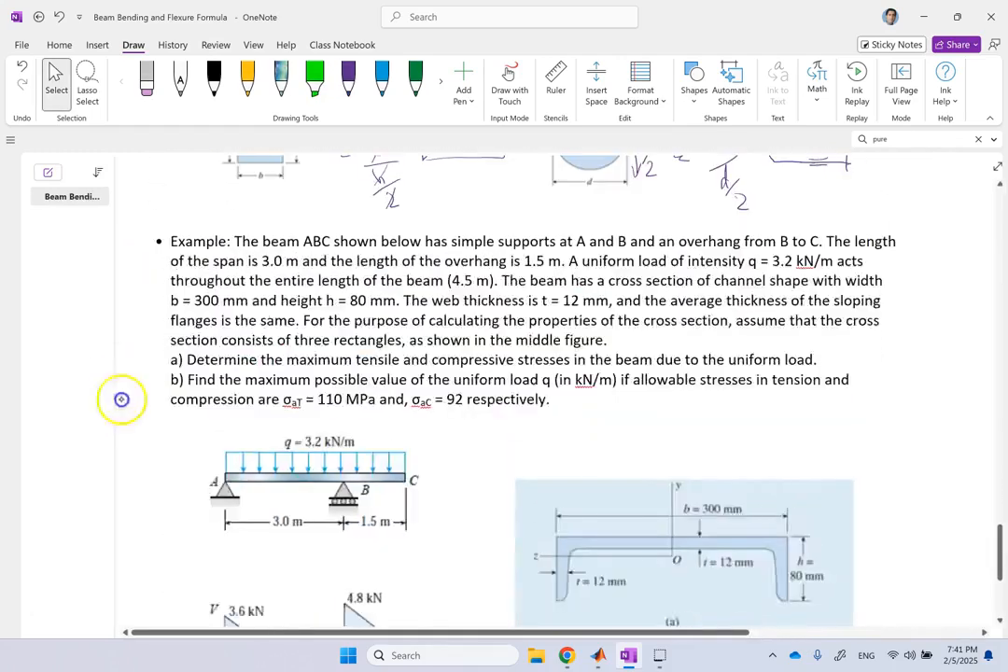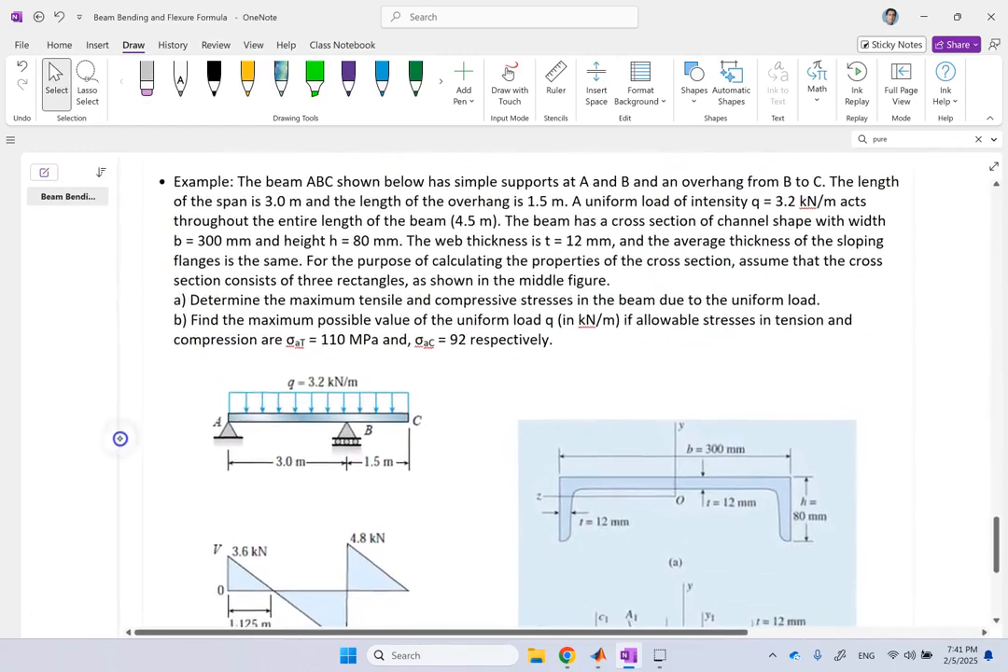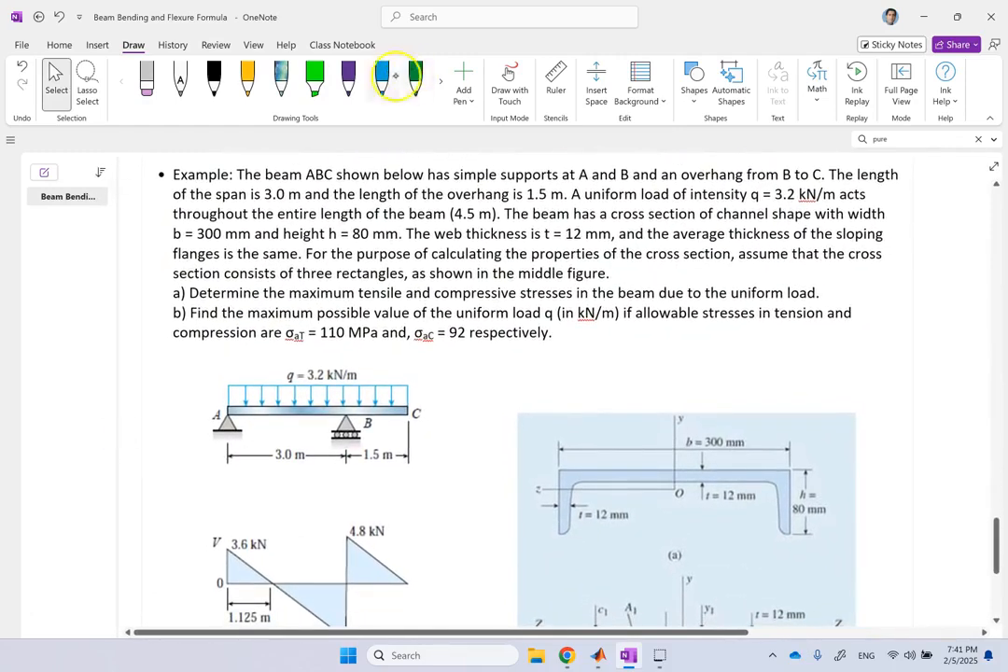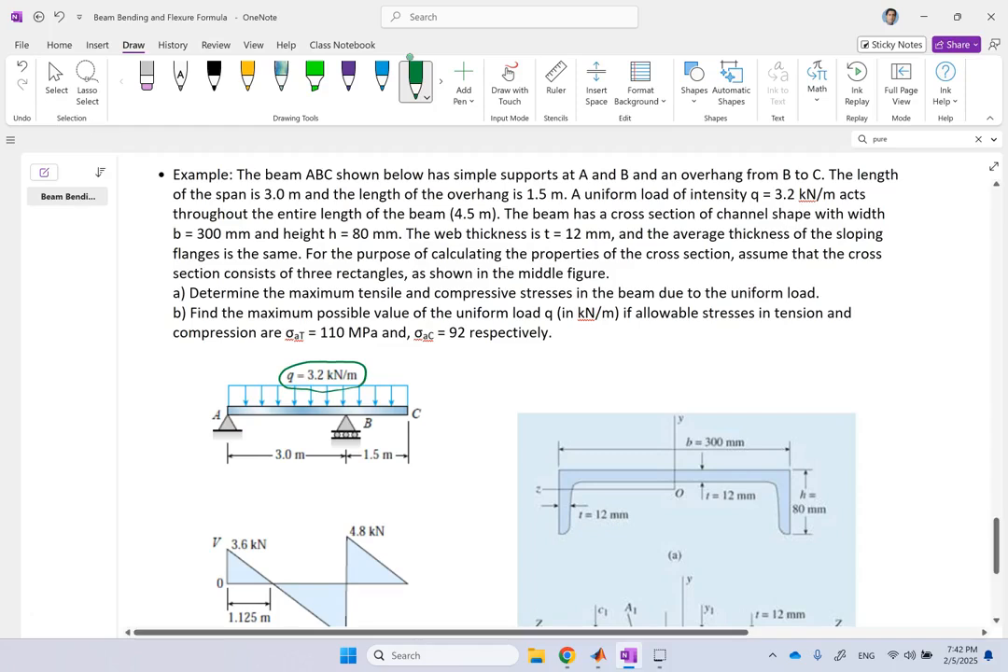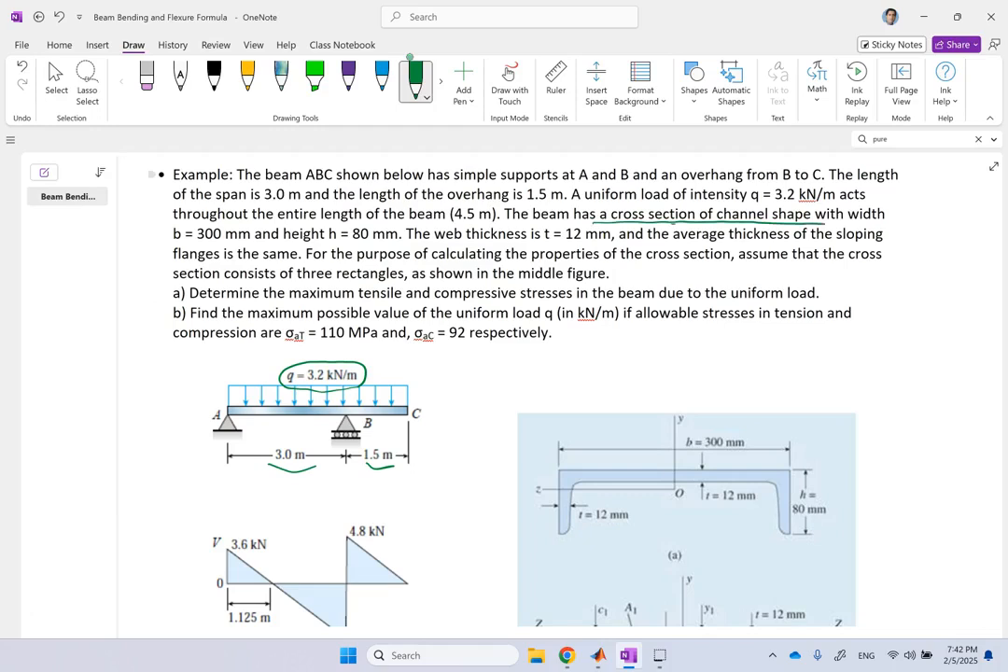Now with all that, to practice what we learned in this lecture, let's look at an interesting example. So here we have a beam that is simply supported, pin at A, roller at B. There is a uniform load with intensity Q of 3 kilonewton on it. It has an overhang from B to C of 1.5 meter, and the span of the beam is 3 meters from A to B. The cross section of the beam is a channel with width of 300 mm, height of 80 mm, and the thickness of 12 mm.